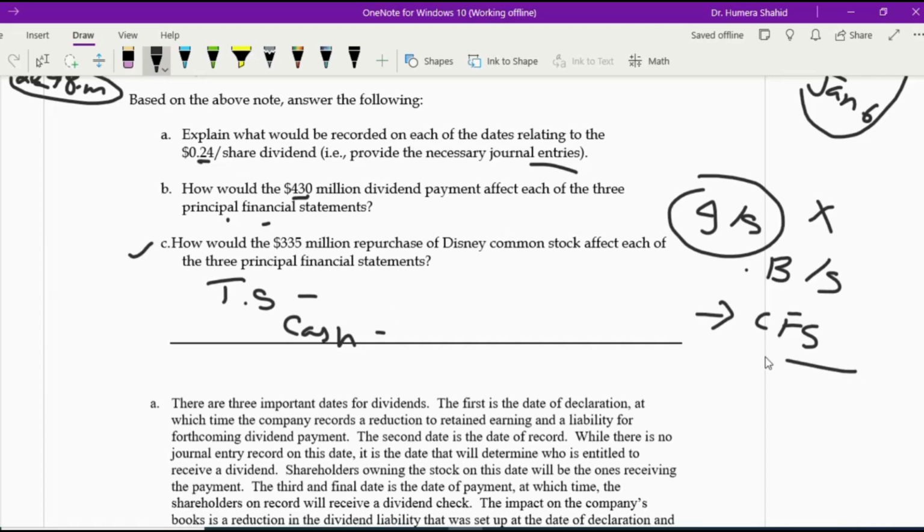Let's talk about the cash flow statement. In the cash flow statement, because it's relevant to owner's equity, financing activities are going to decrease because of this repurchase. So this is how different parts of the financial statements are affected because of the transactions which are relevant to the owner's equity section.